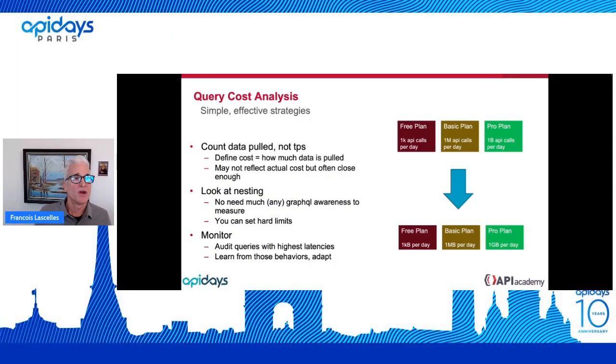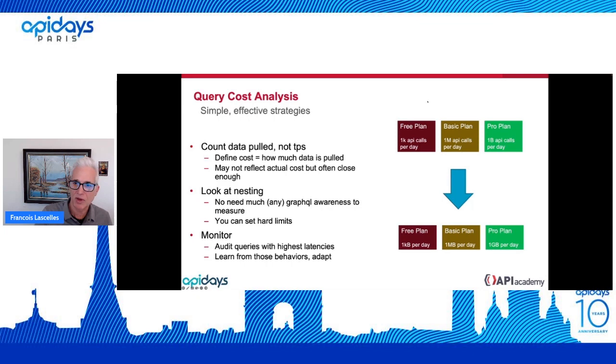The first category we're going to look at is really the simple, effective strategies. It's very simple to start thinking in terms of how much data is being pulled instead of how many transactions are being used on your API, right? So if you choose to define the cost as how much data is pulled, as opposed to how much transactions are being used, then it really simplifies the way to address this issue.